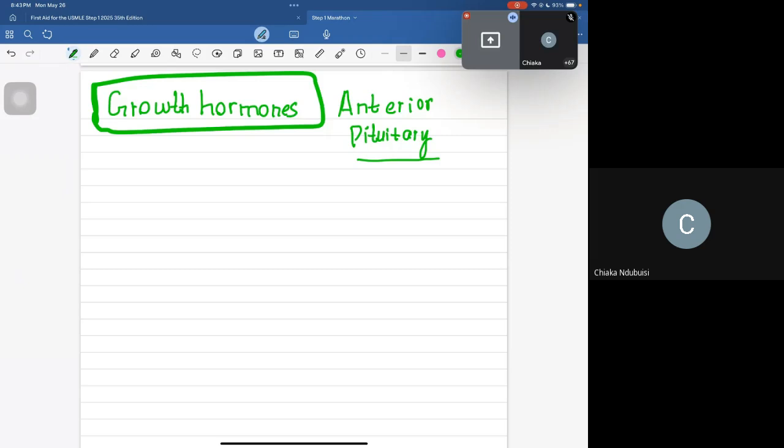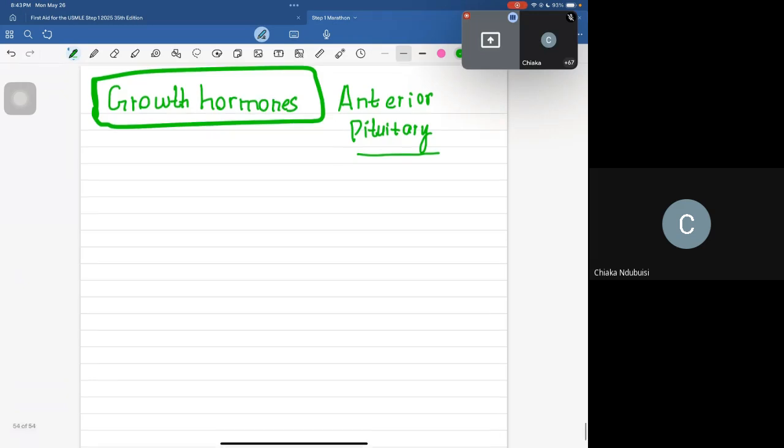But the problem here is that growth hormone does not act directly on the receptors. I'm going to repeat it again. Growth hormone does not increase the growth of the body directly. Whenever growth hormone is secreted, it's going to increase the level of another thing, which is known as IGF. So growth hormone is going to increase the level of IGF-1 in the body, right?